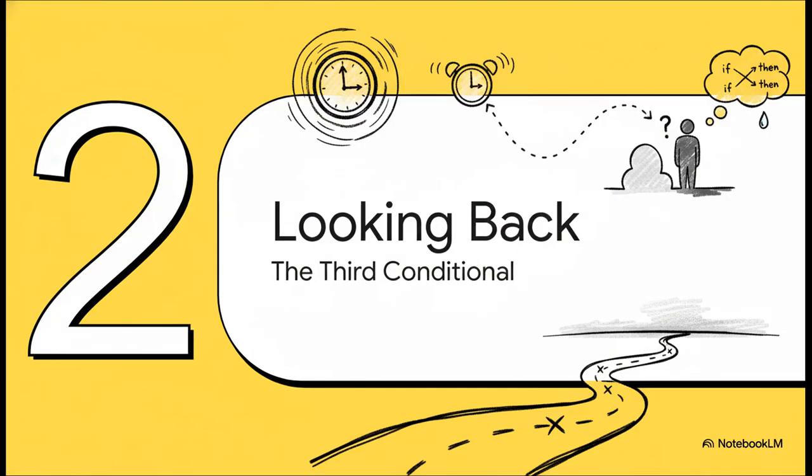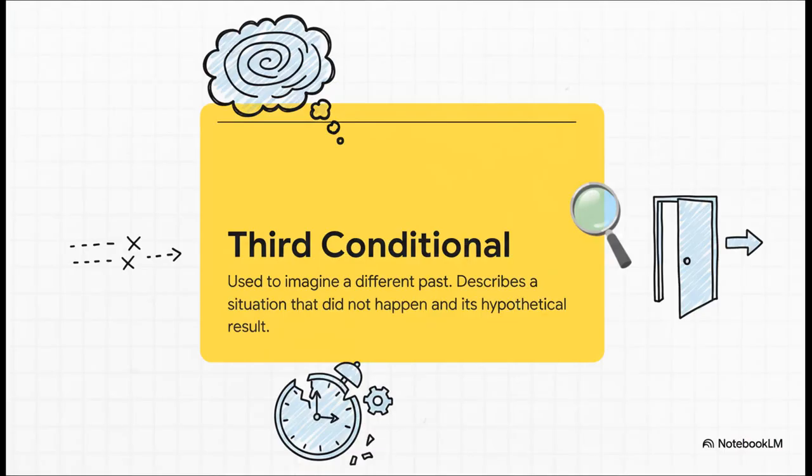So we've covered imagining the present, but what if you want to imagine a different past? Well, for that, we need the third conditional. This is the grammar of regret, of what-ifs, of looking back and wondering how things could have been different. This one is all about things that are impossible now because they're in the past, and you can't change the past.